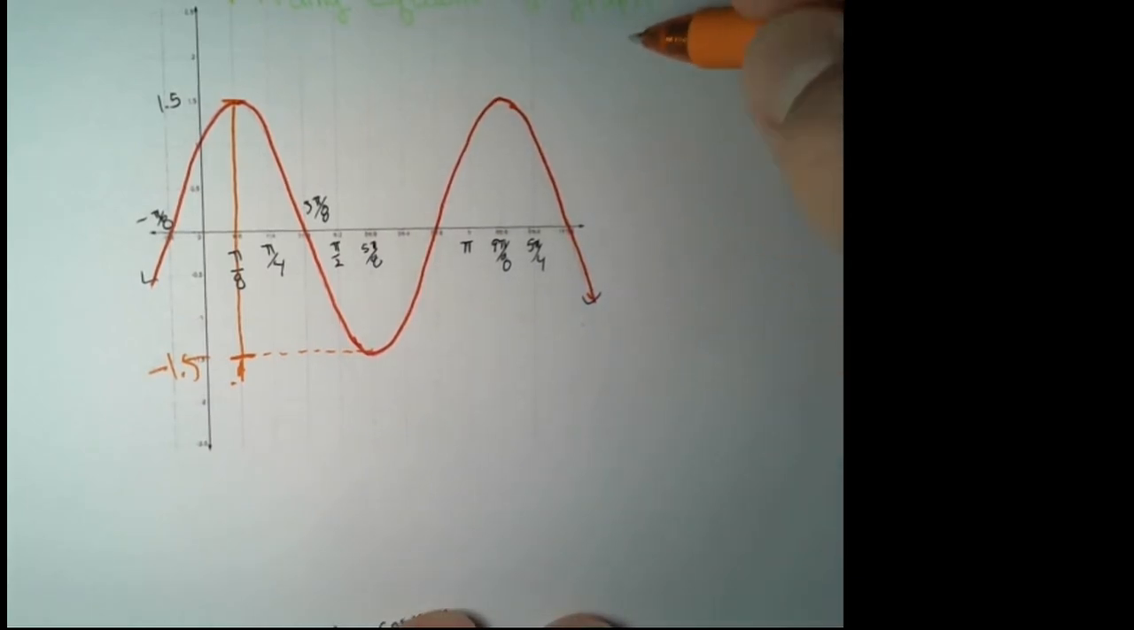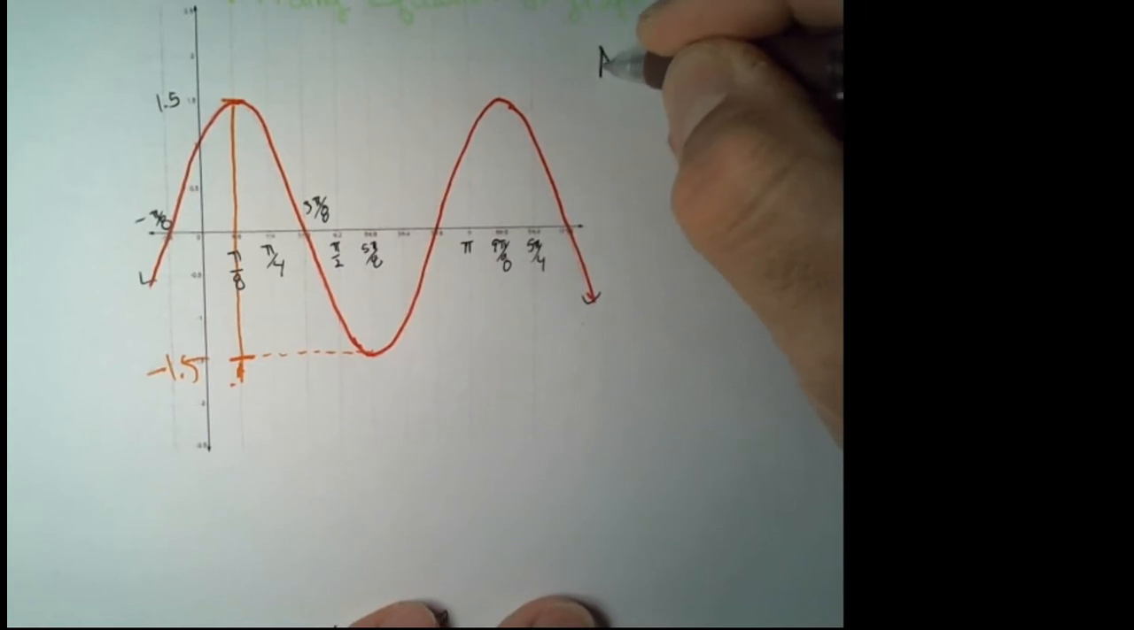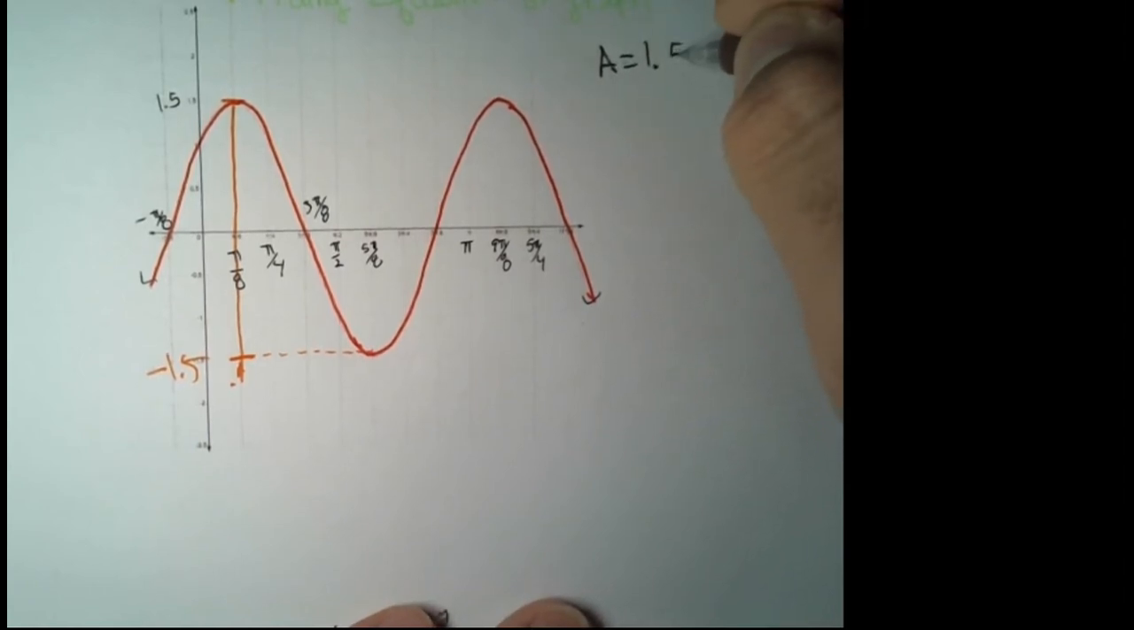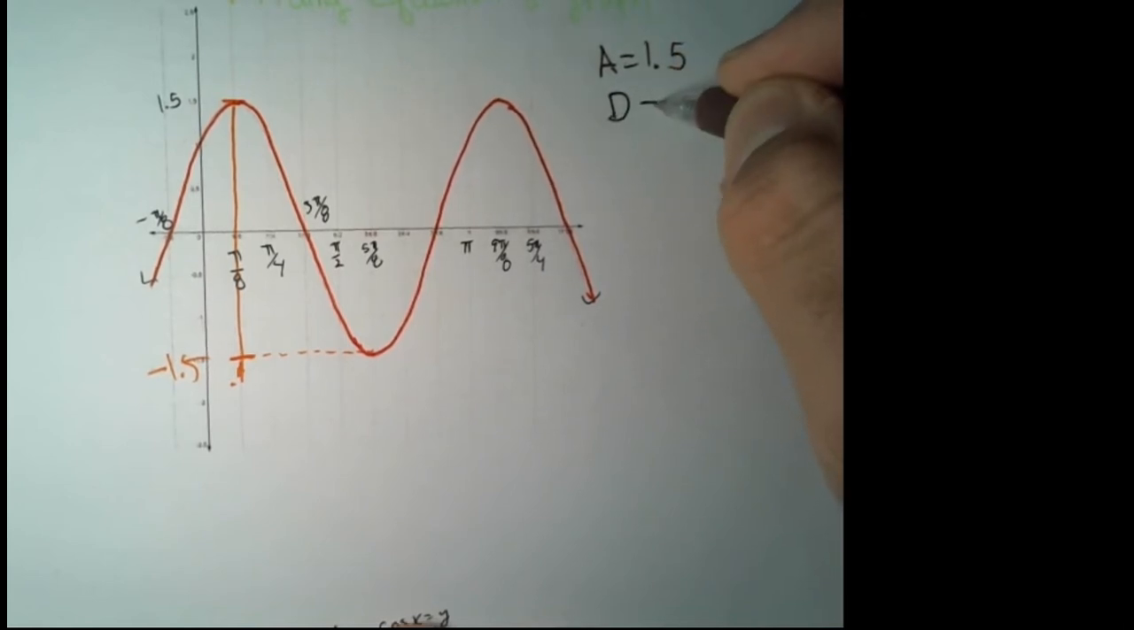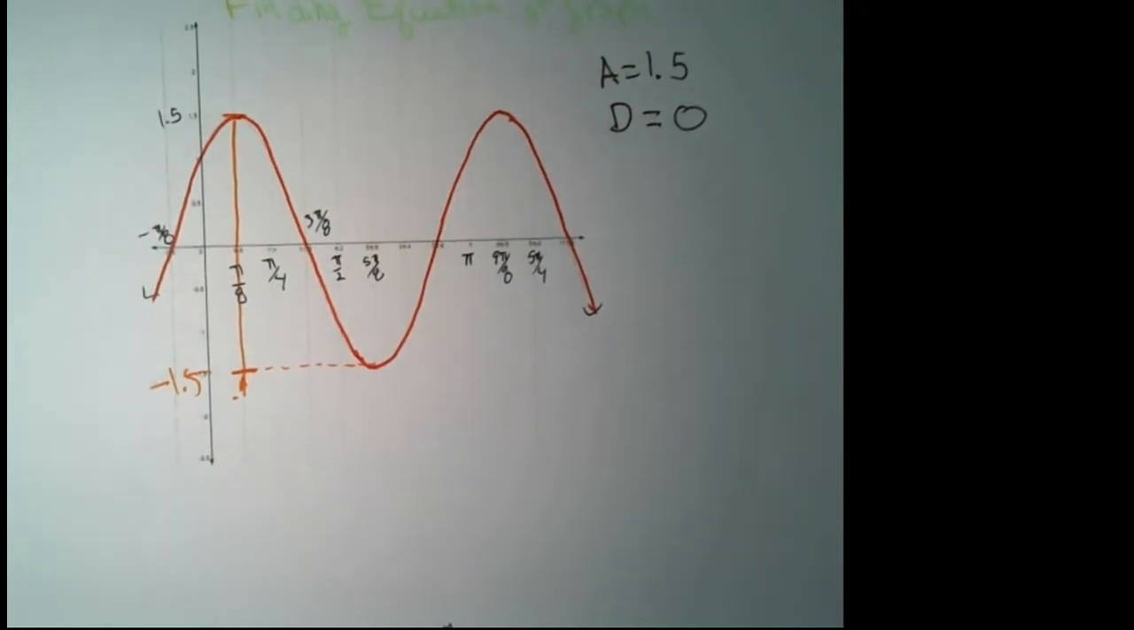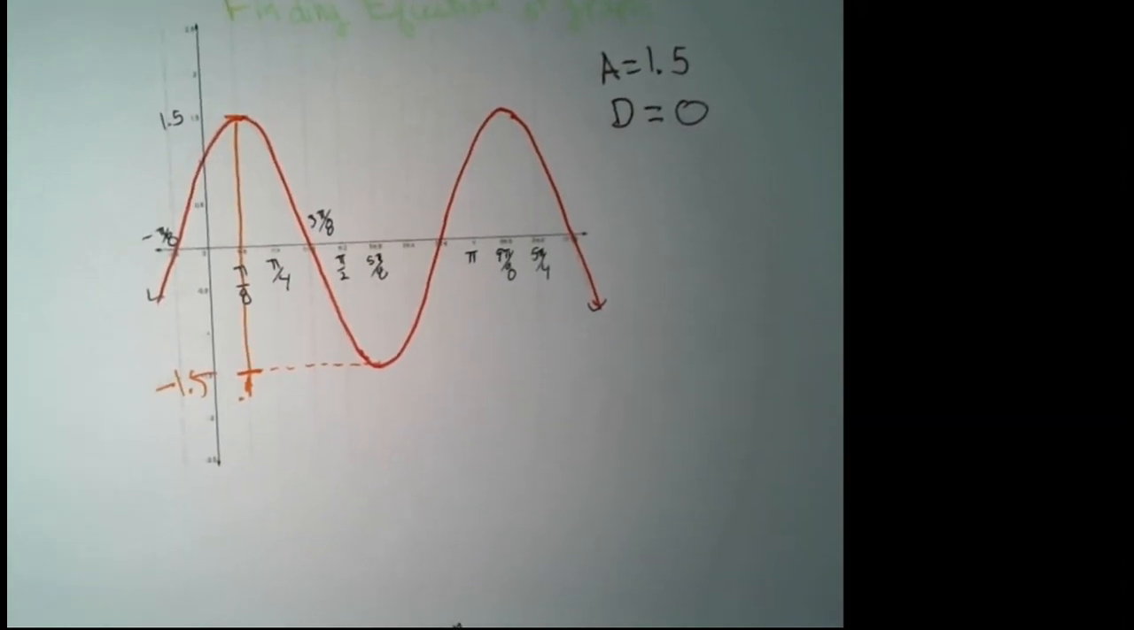So right away we can see that for both graphs, A, the amplitude of both my sine and my cosine, is going to be 1.5, and D is going to be equal to 0. There's no vertical shift. Now the next thing to figure out is the period, and that is going to tell me how to find B.